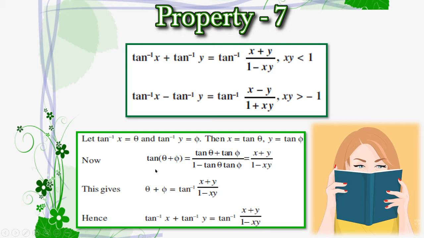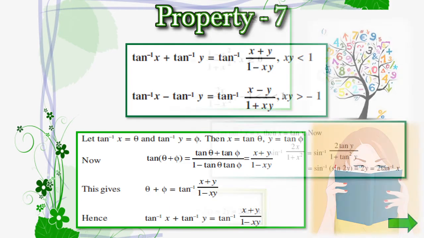This property has come from this formula that we have done in class 11th. Let tan inverse x equal to theta and tan inverse y equal to phi. Now taking tan to both sides, in both the equations x equal to tan theta and y equal to tan phi. Now we know this formula that tan(x plus y) is equal to (tan x plus tan y) upon (1 minus tan x tan y). Let's put the values, and now taking tan inverse to both sides, theta plus phi is equal to this. And now put the values of theta and phi back, and we will get this result.